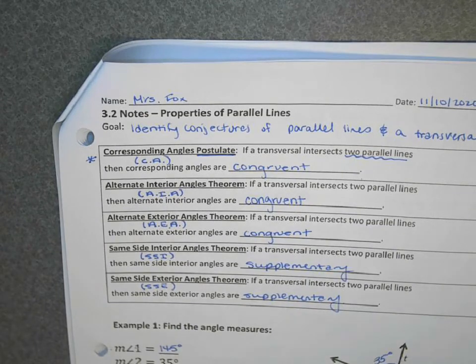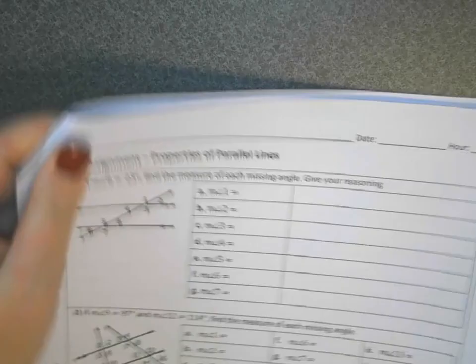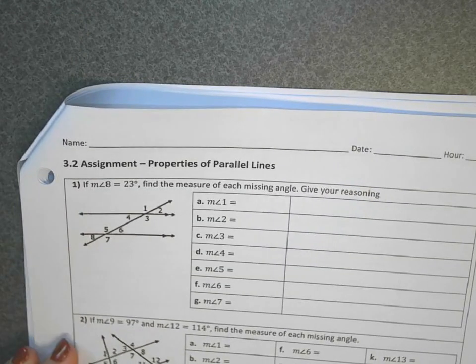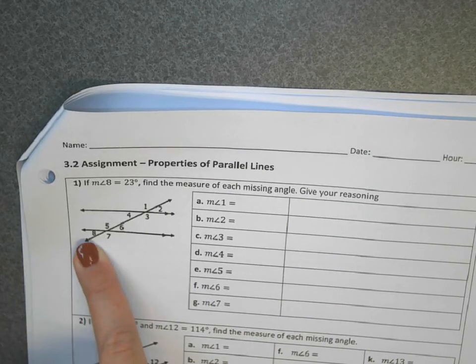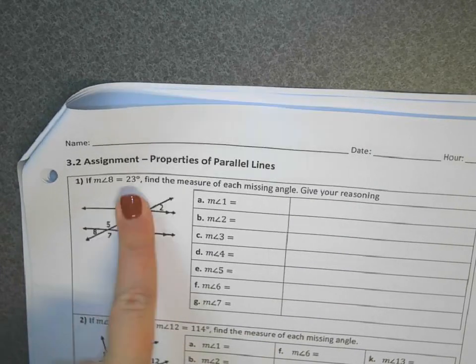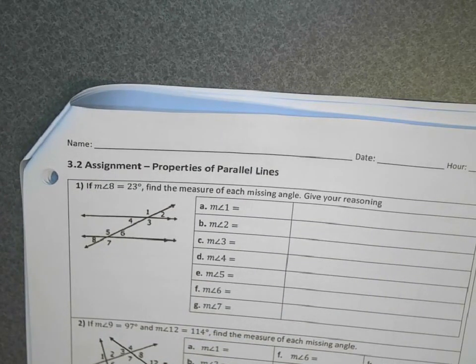All right, the rest of the time is yours to work on both the 3-1 assignment if you did not finish that one, and the 3-2 assignment. You have to give some kind of reasoning when we're given the measure of angle 8. Here is 23 degrees. Find the measure of angle 1. How do you know? Giving your reasoning is just like what we did when we were talking through the notes. How did you label it? What did you say it was? You could tell me any of the corresponding angles with angle 1. You could tell me it's same side interior with such and such. Does that make sense?